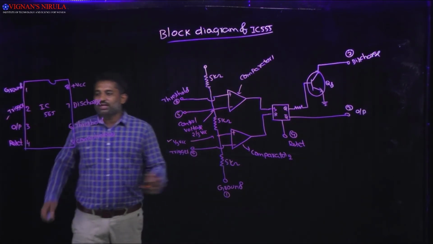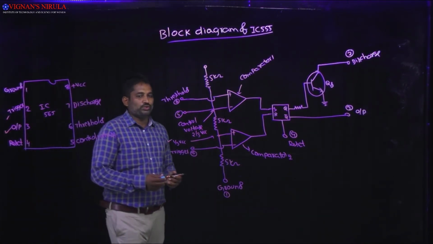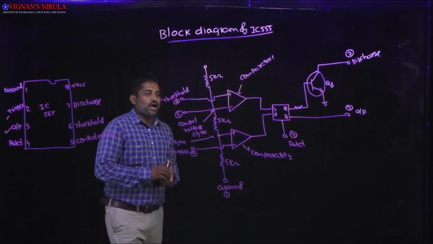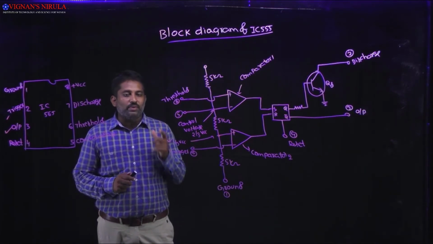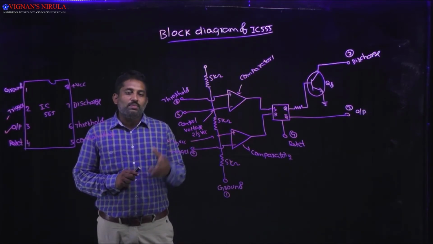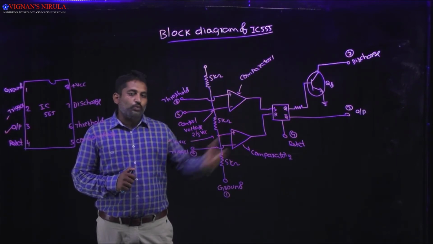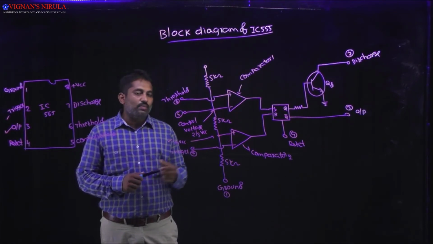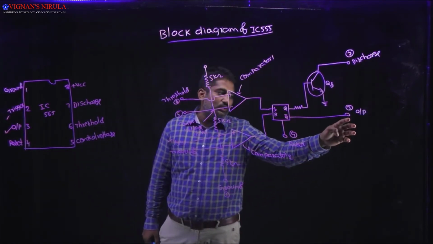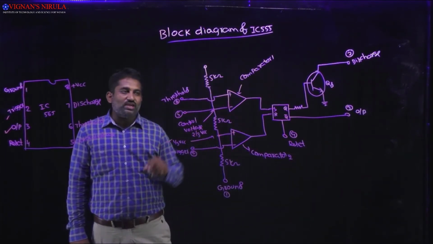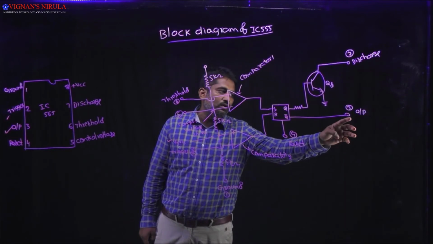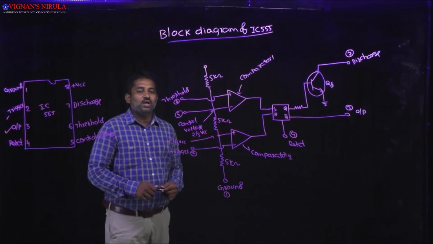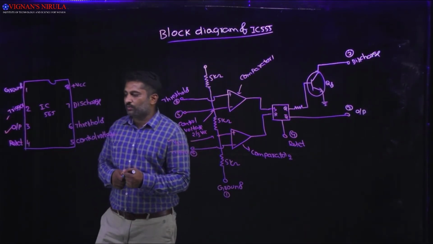Now coming to the next one, the third pin is output. Across the third pin we are going to collect the output, which is the complementary output, and we may connect the load at the output. There are two ways to connect the load at the output. One is to connect the load between pin number 3 and ground, and another way is to connect the load in between pin number 3 and pin number 8. That is about the output.